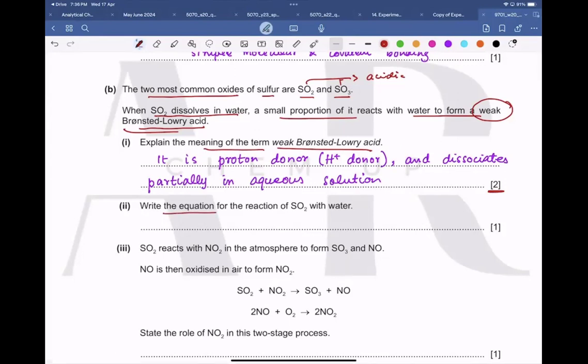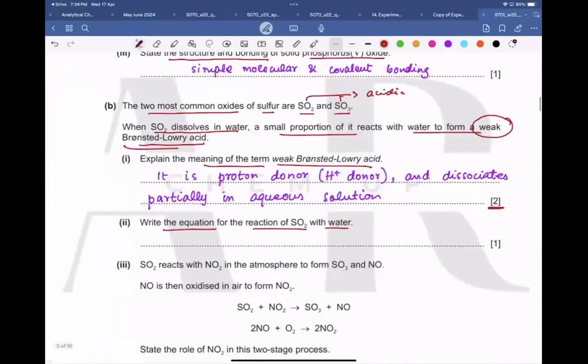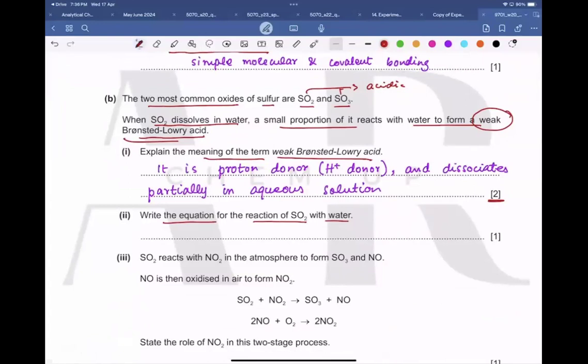Write the equation for the reaction of SO2 with water. So see, when we dissolve sulfur dioxide in water, it will turn into an acid, sulfurous acid. Yes, very good, Hassan. Very good, Banin. Kubra, your formula is wrong. Sorry, Banin, your formula is also wrong. It's SO2. That's what students usually get wrong.